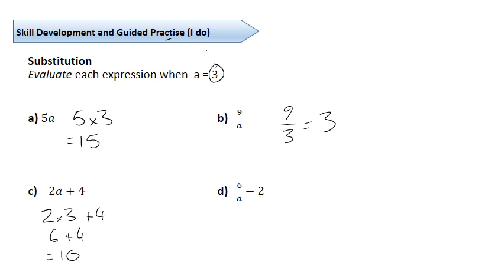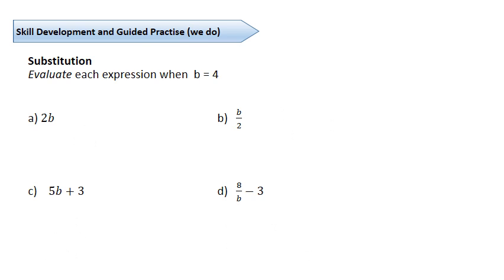6 on a, so 6 on 3, minus 2. 6 on 3 is 2, minus 2 gives us 0. Alright, pause the video, have a go at doing these ones for yourselves.